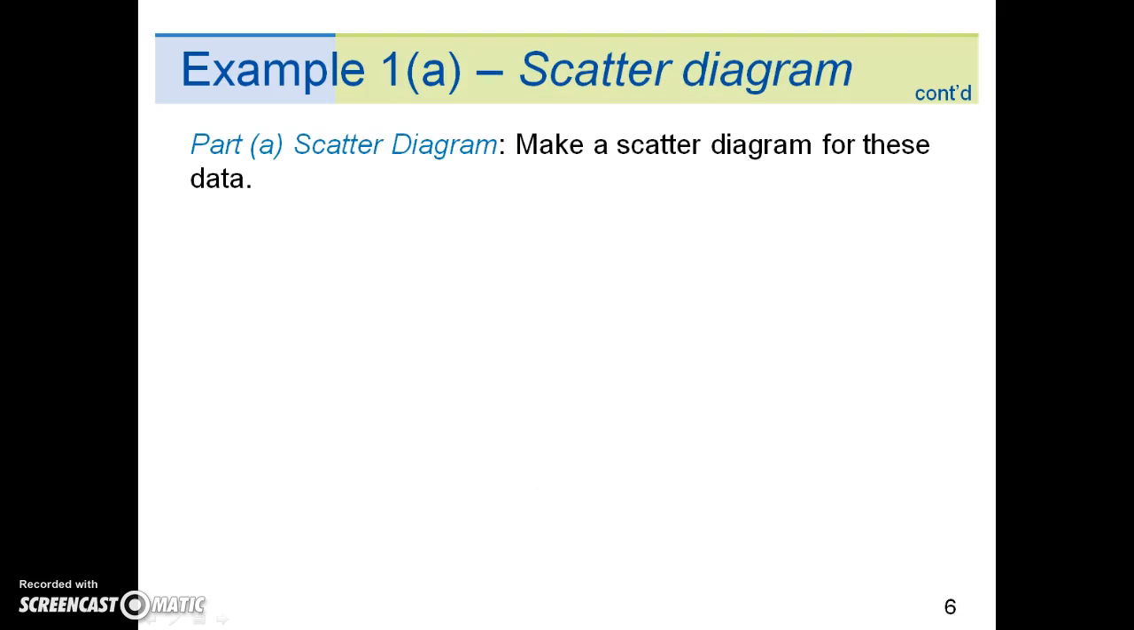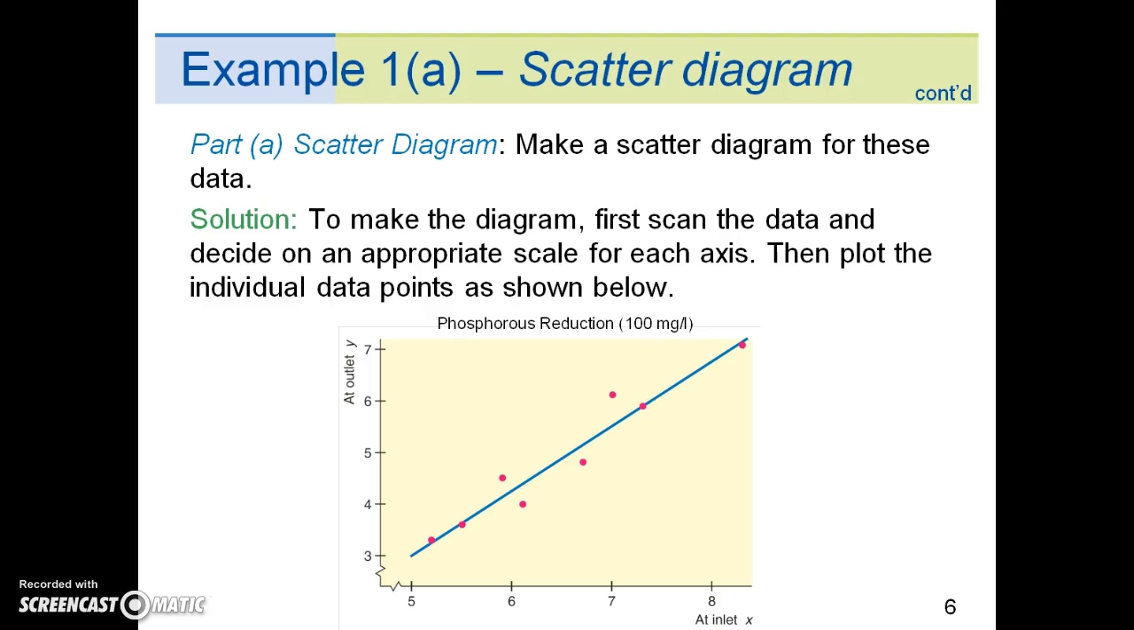In Part A, for a scatter diagram, we need to make a scatter diagram for the data. So our solution: to make the diagram, first scan the data and decide on an appropriate scale for each axis. So on the x-axis we have the phosphorus concentration at the inlet, and on the y-axis we have the phosphorus concentration at the outlet. Then plot the individual data points as shown below.